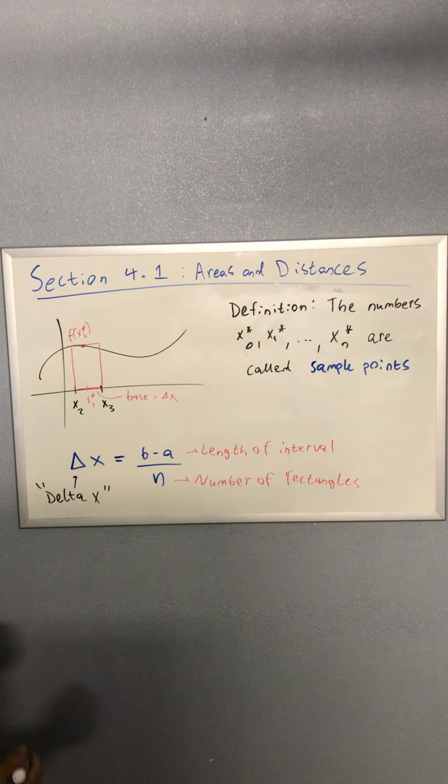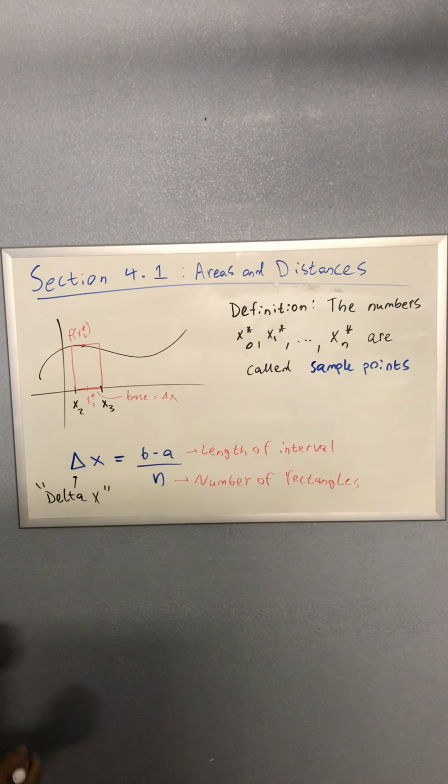Remember, if this was R sub n, it's using n rectangles with the right endpoint. L sub n would be using n rectangles with the left endpoint. But this is in general. So the area using n rectangles, that's what A sub n is. That's just going to be the sum of all of these areas, right? The first area, the second area, and so on.